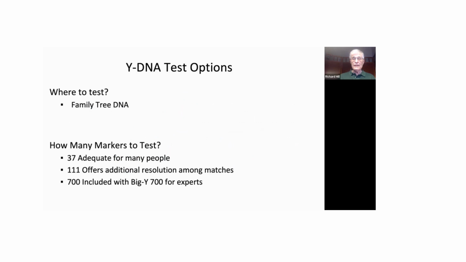Family Tree DNA is the obvious choice for Y-DNA testing, and this test has different testing levels. You can start at one level and then upgrade later if you wish. Testing more markers does not generally produce more matches, but added markers can show you which matches are really the closest. And I offer another presentation that gets into much more detail, specifically on Y-DNA testing.